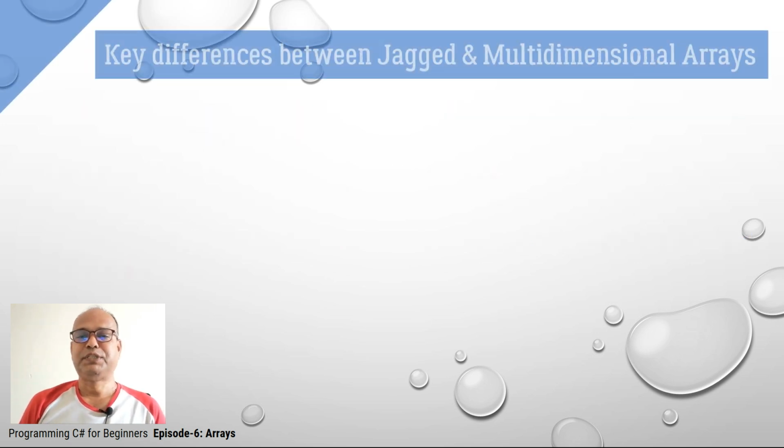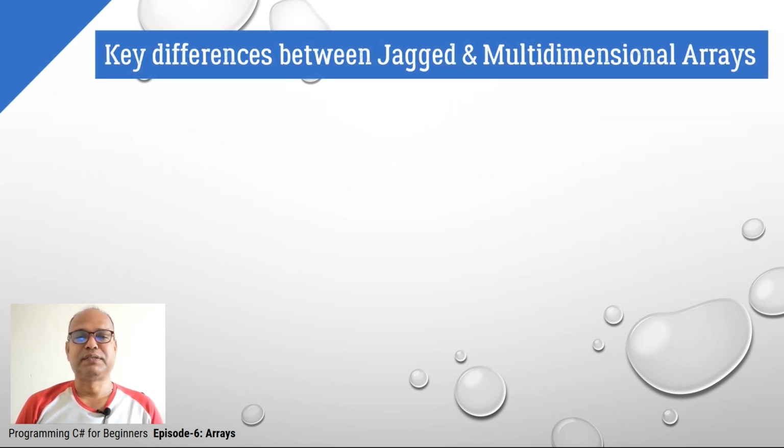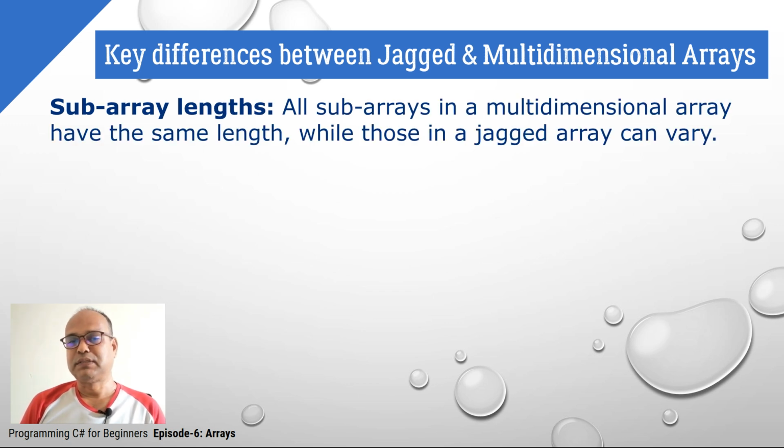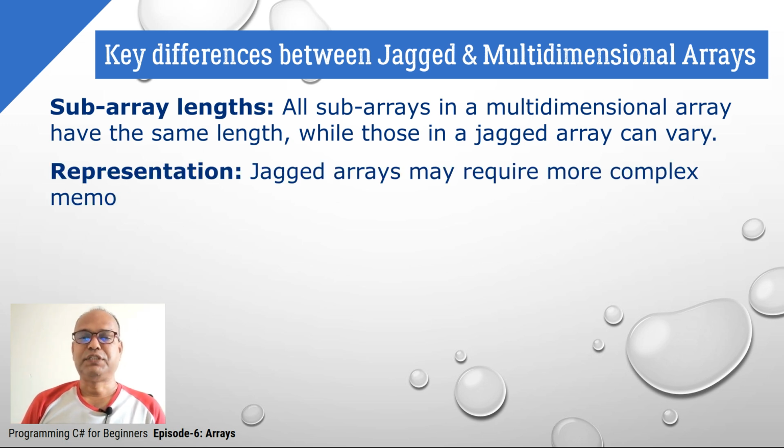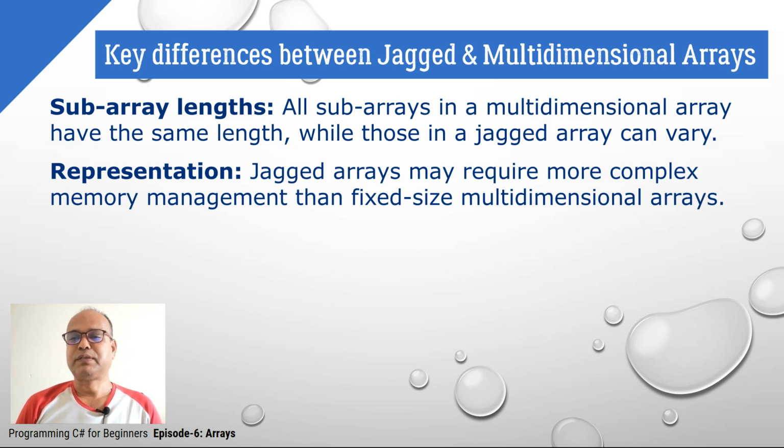Key differences between jagged and multidimensional arrays. Subarray lengths: all subarrays in a multidimensional array have the same length, while those in a jagged array can vary. Representation: jagged arrays may require more complex memory management than fixed size multidimensional arrays. Remember, choosing the right data structure depends on the specific problem you are trying to solve. Jagged arrays offer a powerful tool for working with data that has inherent variability in its substructures.